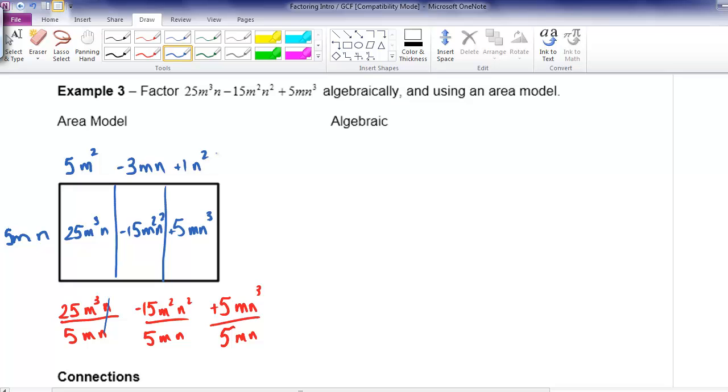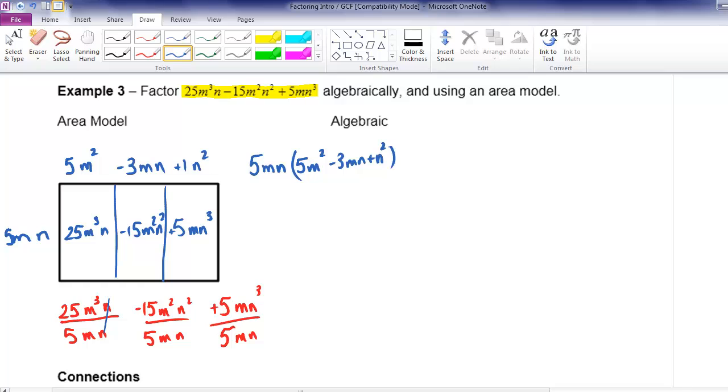So what I can say is, when I break this nasty looking expression into two pieces, one of the pieces is 5mn, and the other piece is my other dimension of my rectangle. And there it is right there. So that's the factored form. That's factoring completely that thing.